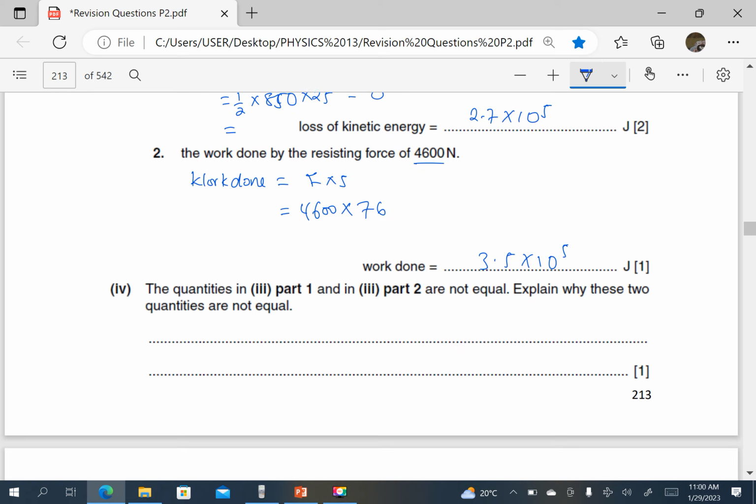The quantities in part 1 and in part 2 are not equal. Yes, they are not equal. This is 2.7, this is 3.5. It means there is more work done than the loss in kinetic energy. So that means the difference must, in most cases, be the loss in potential energy. Explain why these two quantities are not equal. Of course, the difference is the loss in potential energy. So the difference is going to account for the loss in potential energy. Okay.